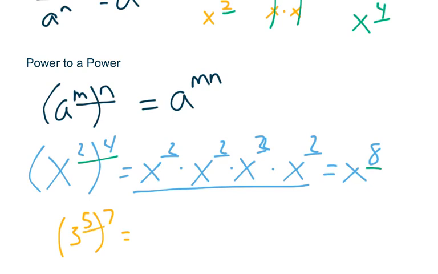If the two exponents are right next to each other like these two, all we need to do is multiply our exponents. 5 times 7 would be 35, so 3 to the 35th power. I have no idea what 3 to the 35th power is. It's a large number, but that's what our answer would be, 3 to the 35th power.